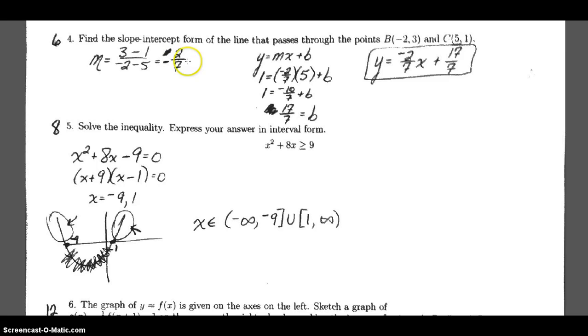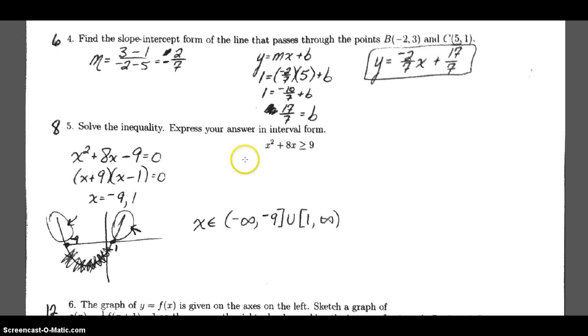Okay, slope-intercept form. We're just setting up the slope to get negative 2/7. Once we get that, several different ways we could do it, but I just used the form y equals mx plus b, plugged our slope in, plugged an x and y coordinate pair, could have plugged either one in, doesn't matter, get my intercept, and then write it out.